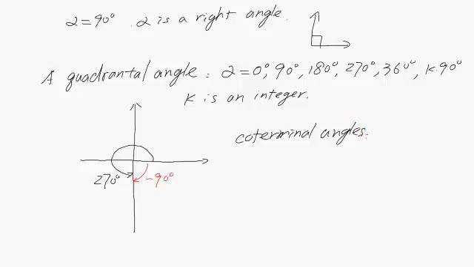What are coterminal angles? They are angles with the same initial side and the same terminal side. So actually, let's look at the difference of these two angle measures. So we have 270 minus negative 90 degrees, and then we get 270 degrees plus 90 degrees, which is equal to 360 degrees.